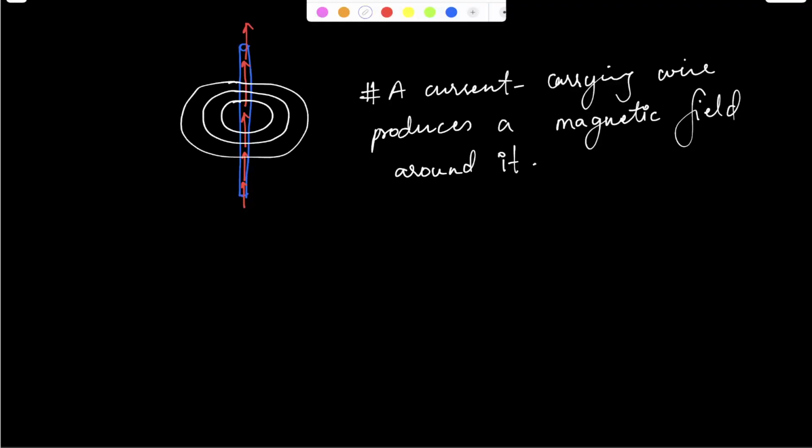Now, obviously, two things are very important: strength and direction. So, closer to the wire, we will have a strong magnetic field. Away from the wire, like here, you will experience a weaker magnetic field, whereas there, like here, you will feel a stronger magnetic field.